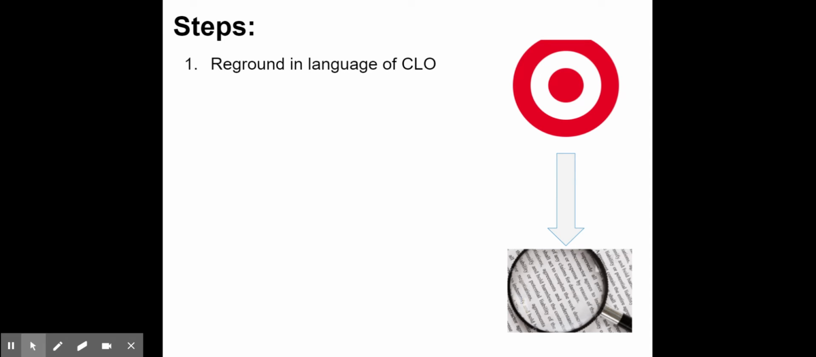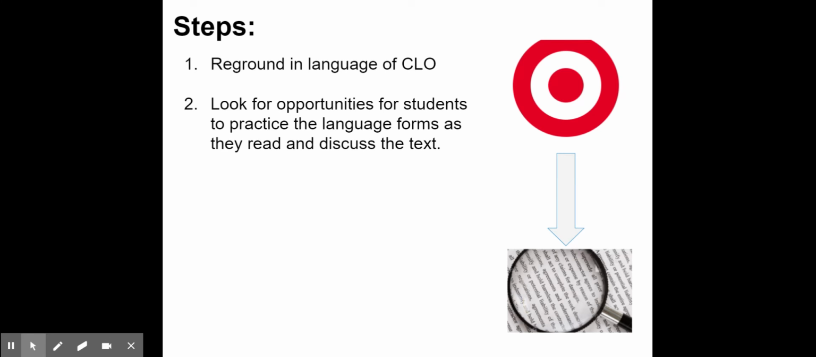So first, as you read a text that you're going to use for the week, reground yourself in the language of the CLO for that day or that week. That can help you start thinking about the lens that you want students to use as they're reading the text. Next, you'll look for opportunities for students to practice that language as they read and discuss the text. So again, if the text looks at a lot of cause and effect, is looking at the impacts of a certain situation, you would want to ensure that students are using cause and effect language as they reflect on and really engage with the text.